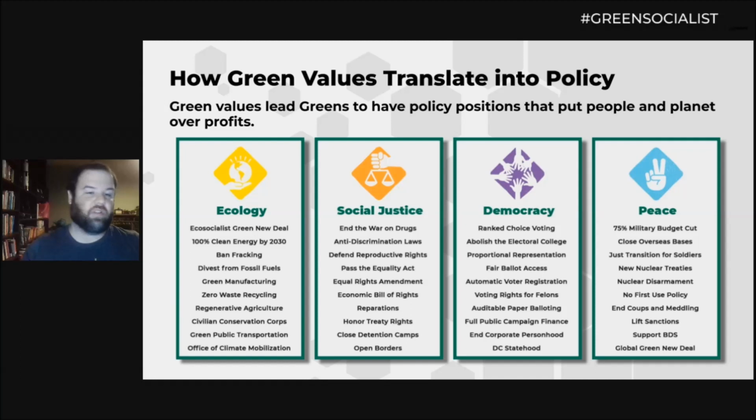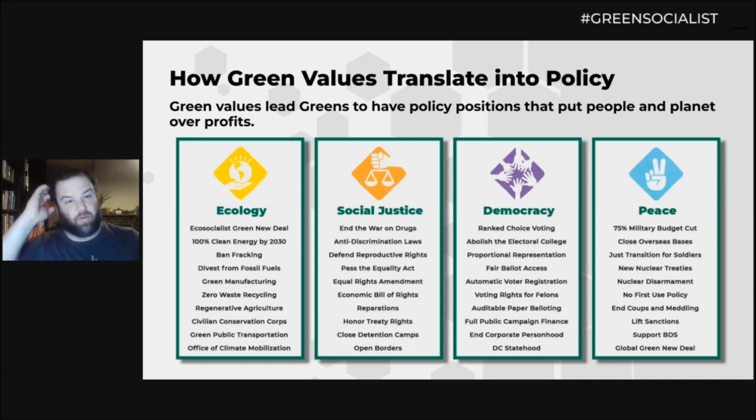We need to lift sanctions that we have all around the world. We need to support BDS, and as part of our, for lack of a better term, reparations to the rest of the world, the United States and our United States-based companies have been a leading driver in climate change. And so we need to be a big pusher and a big supporter of a global Green New Deal.